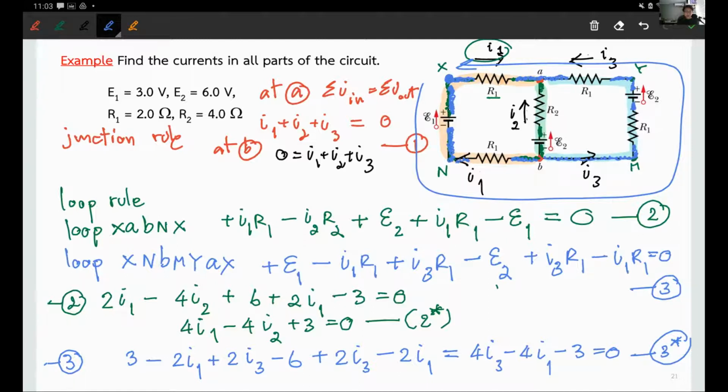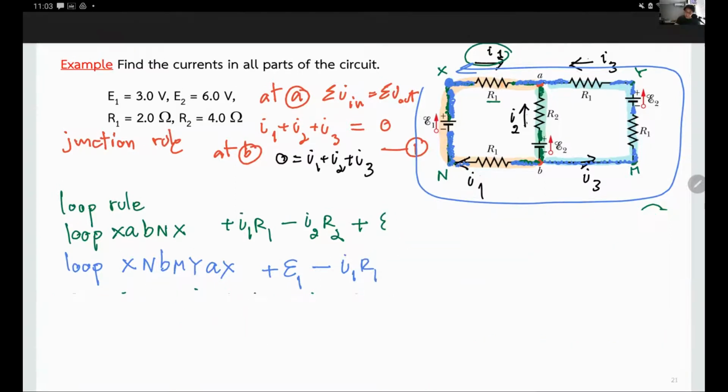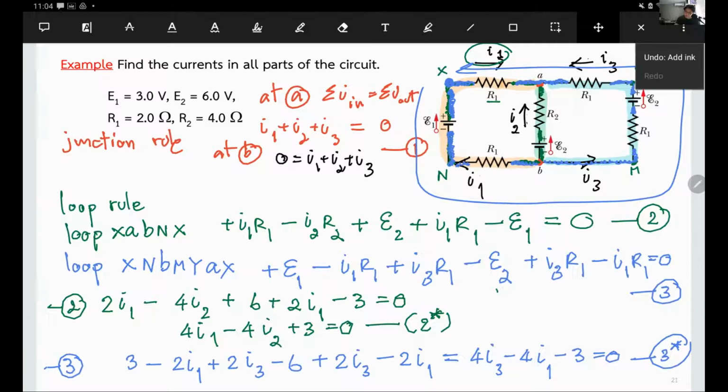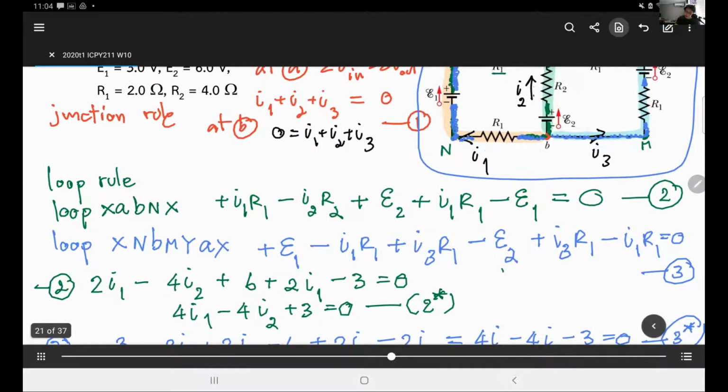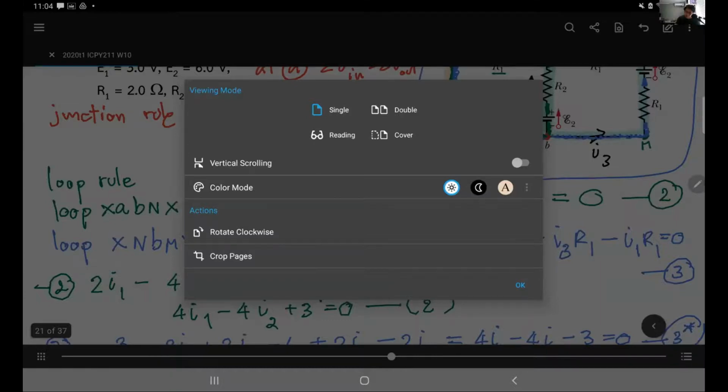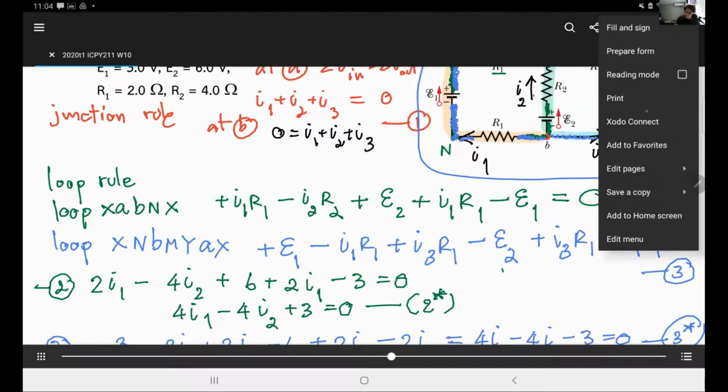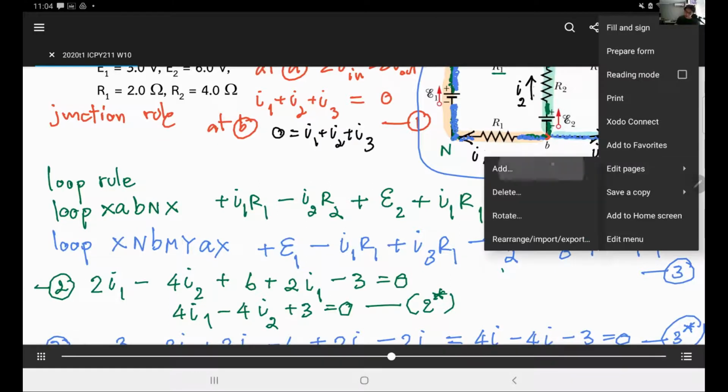Let me double check my numbers. 4I3 minus 4I1 minus 3 equals 0. Okay, good. Now you can see that equation number 1, number 2, and number 3 give you 3 equations for 3 unknowns, and now we can solve for this. I ran out of space a bit, but we can add a page. So let me add one page here.